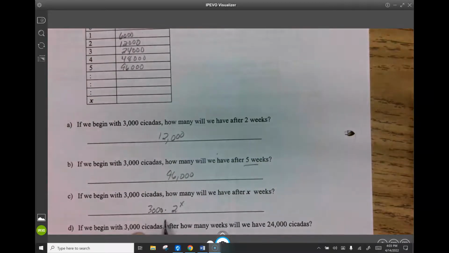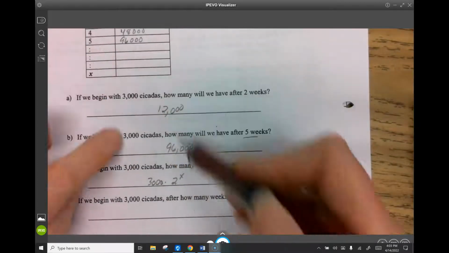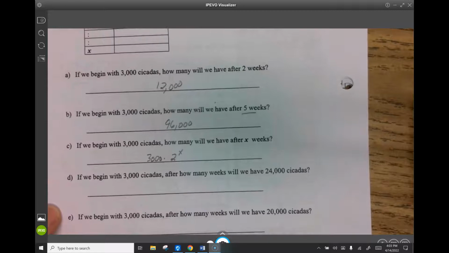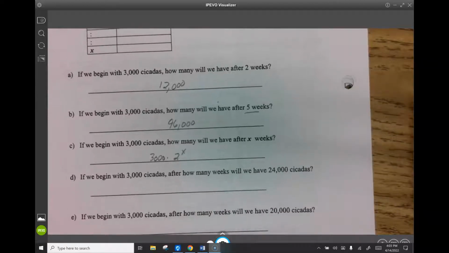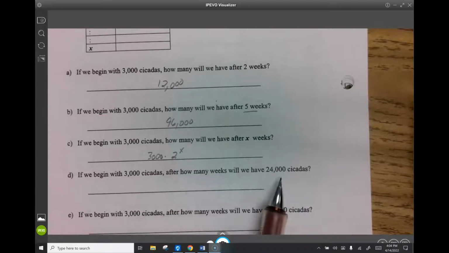We're going to talk about that right now. That's the reason I wanted you to see how you come up with this. When we get into exponential growth, it will become a little more clear. If we begin with 3,000, after how many weeks will we have 24,000? Now, the amazing part is that I don't think we can do that just yet because it requires us to solve, and we have to come up with an exponential. You haven't learned how to do that yet.